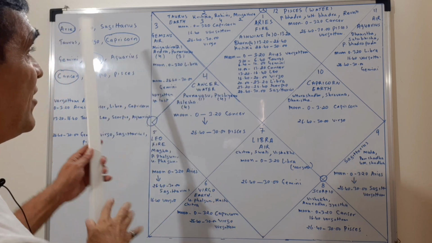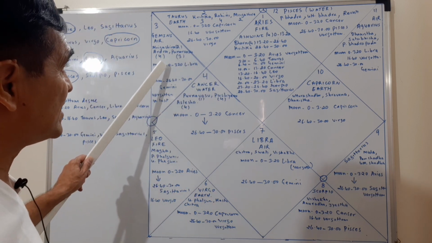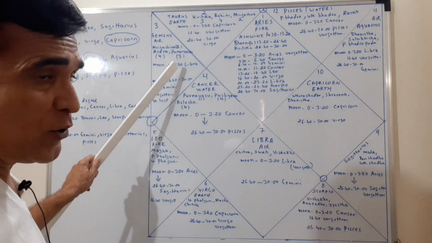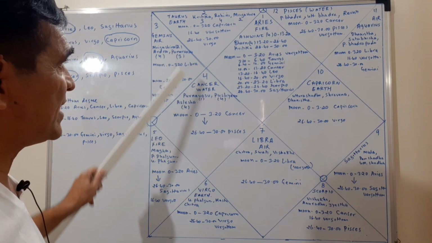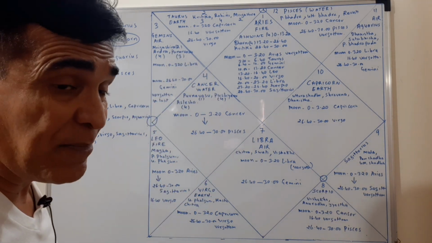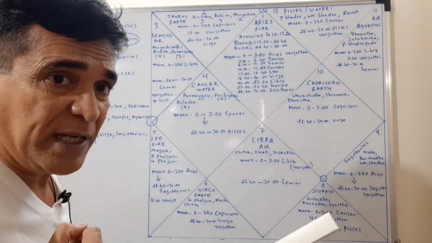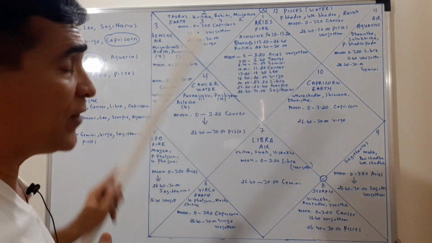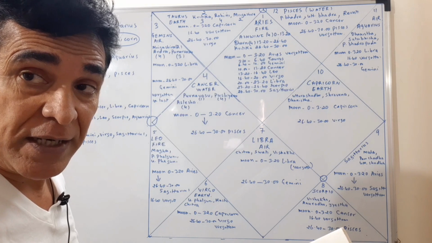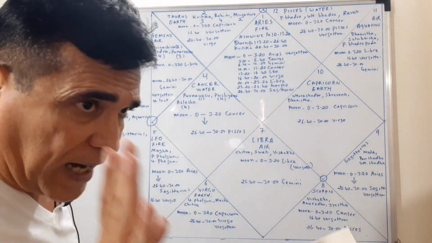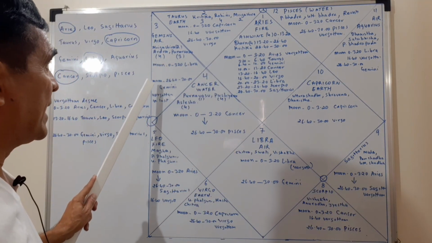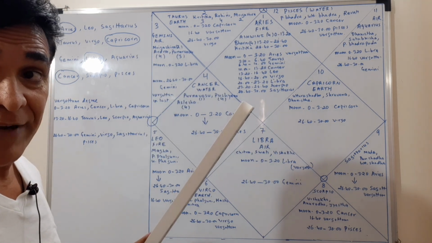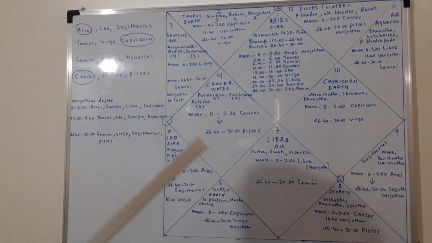Moon, when it will be at 0 to 3.20, you will see that moon would be in Libra. Now you will say, why Libra? Since it is over here in Gemini. How did we come to Libra? I'll explain to you. And let me explain you right away so that you don't get confused later on.